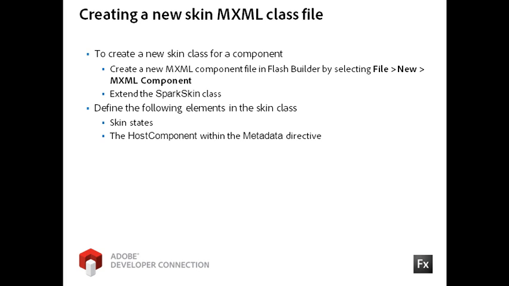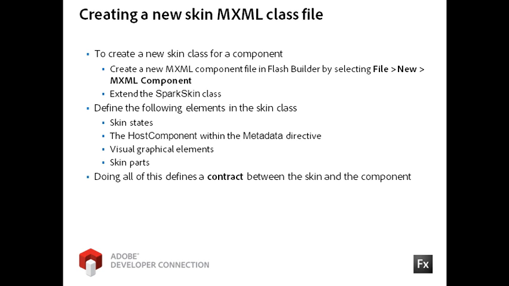Next, you define a metadata tag block, which defines the host component directive. This property declares what type of component the skin will be applied to. After the host component directive, you specify any graphical elements for the skin. Lastly, you define the skin parts. For instance, a container has content, and a panel container has content and a title field. Doing all this defines the contract between the skin and its component.